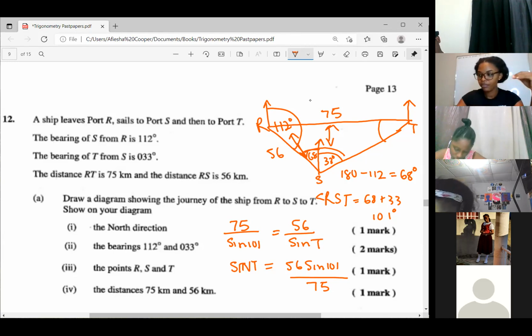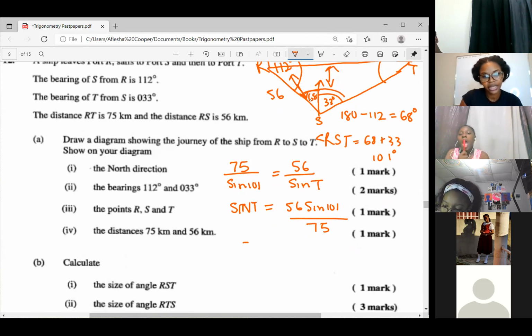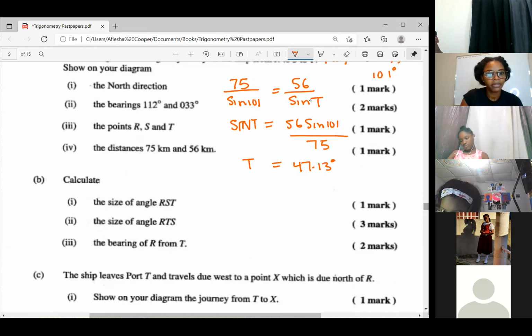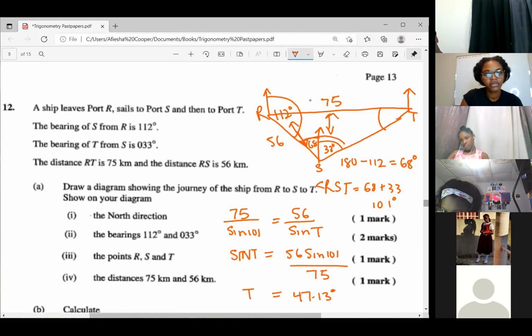How much is that? 47. Now you can give me straight for T. 47.1. 47.13 degrees. The bearing of R from T. So this is 47.13, the bearing of R from T.